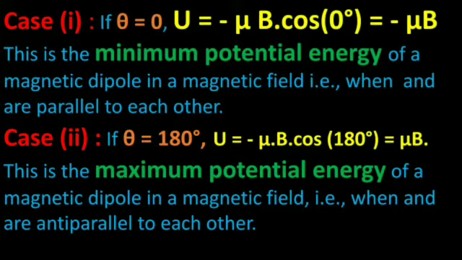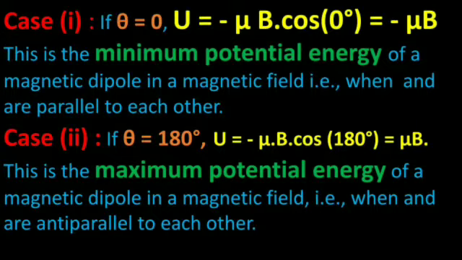Now let's consider the second case. If theta is 180 degree, so U is equal to minus mu b cos, instead of theta we will put the value, that is 180 degree. As we know that cos 180 is minus 1, so minus minus will cancel each other and it will become plus. So finally we will have mu b. Nothing is there, that means the sign is positive. So finally potential energy will be mu b. So this is the maximum potential energy of a magnetic dipole in a magnetic field. That is when they are anti-parallel to each other.